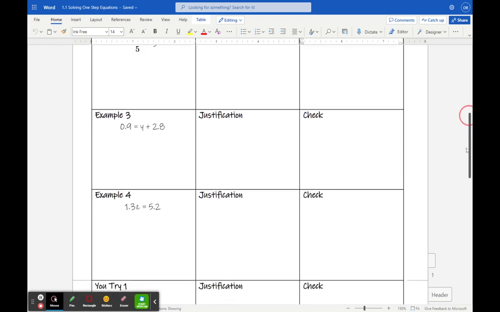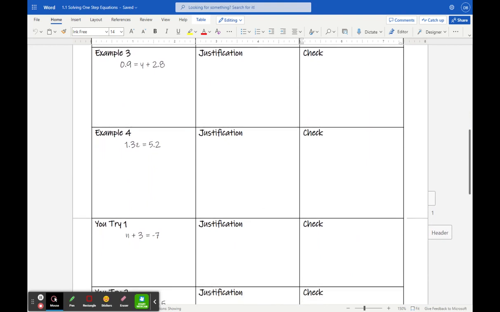Let's go ahead and slide on down to examples 3 and 4. This time we have a decimal. 0.9 is equal to some number y plus 2.8. This time the variable's on the right-hand side. It doesn't really matter what side the variable is on. A lot of times we prefer it to be on the left, but it's fine to be on the right. We are still going to isolate it using inverse operations. So I have addition. I'm going to subtract that 2.8.